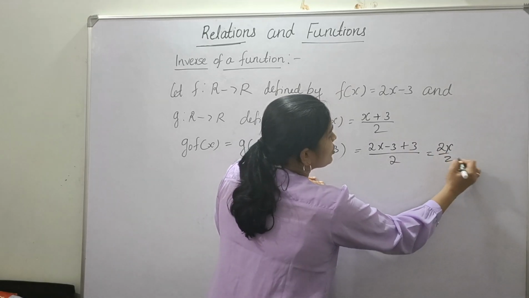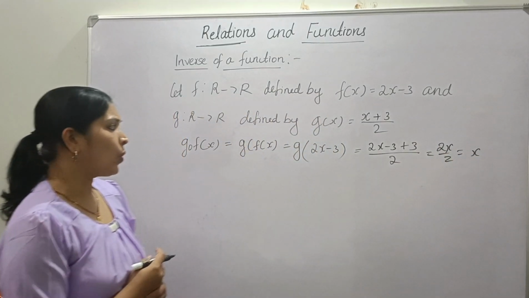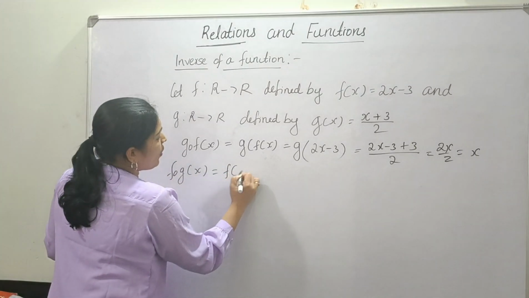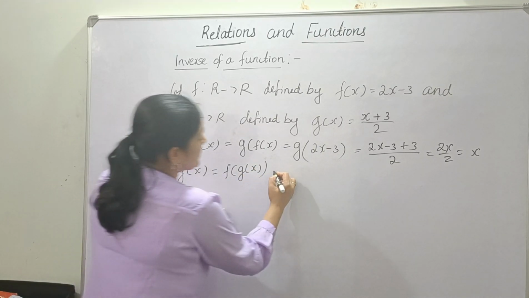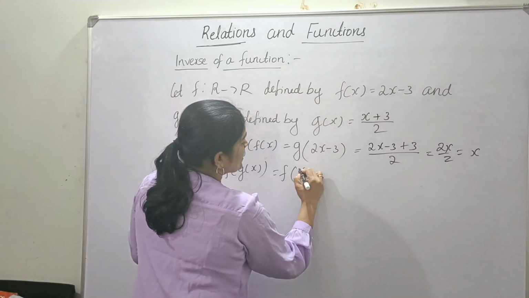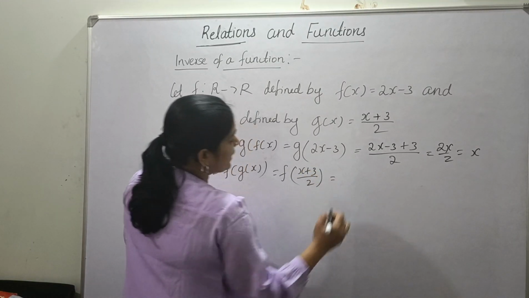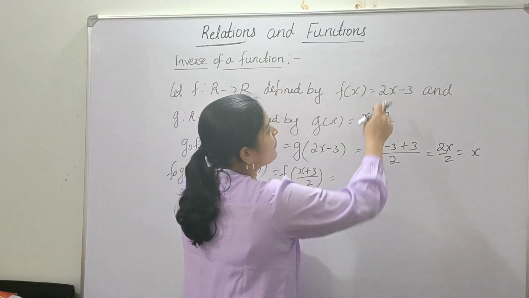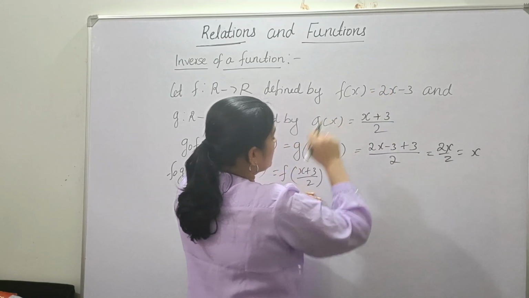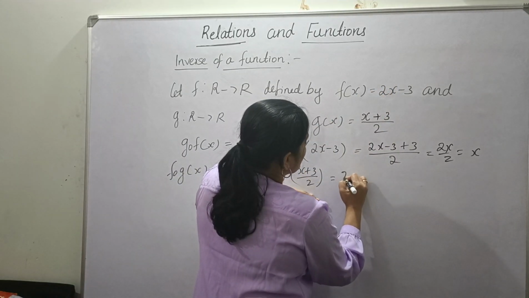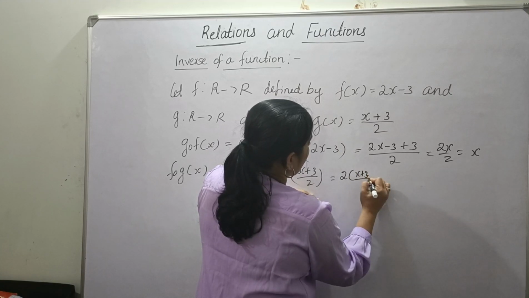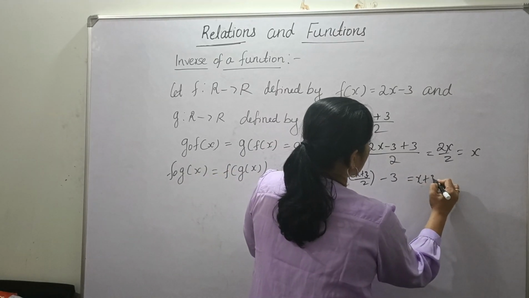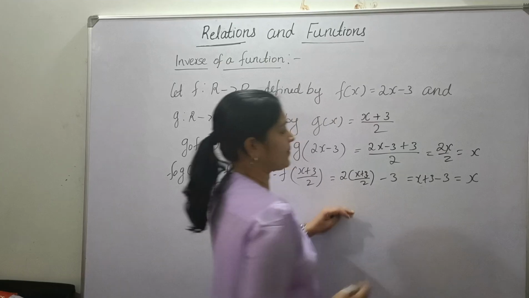After that, 2x by 2 is equal to x. Now let us find f composite g of x, that is f of g of x. That is equal to f of (x plus 3) divided by 2. Here f of x is 2x minus 3, so substitute (x plus 3) by 2 in place of x: 2 into (x plus 3) by 2, minus 3. That is equal to, the 2s cancel, so x plus 3 minus 3, the 3s cancel, x.